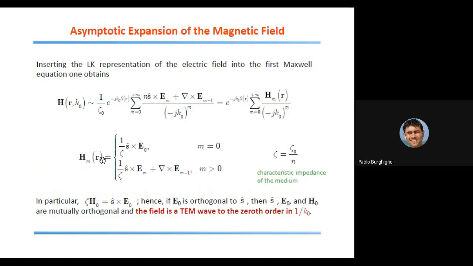In particular, the lowest order relation between H0 and E0 is interesting because you can recognize again the relation between the electric and magnetic field which holds for a uniform plane wave. So again, we find that to lowest order, that is in the ray optical approximation, which is the lowest order of this asymptotic series, the field behaves locally exactly like a uniform plane wave, which is a transverse electromagnetic wave with respect to the local direction of propagation, which is orthogonal to the wavefront. And the relation involves, of course, the parameter zeta, which is the characteristic impedance of the medium.